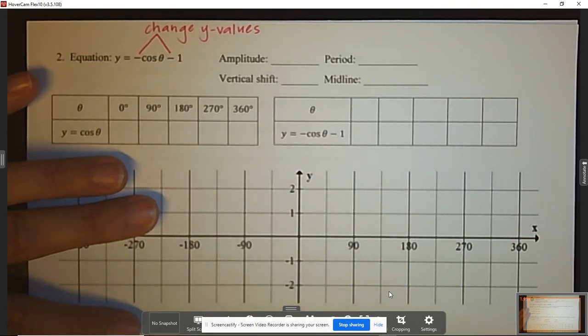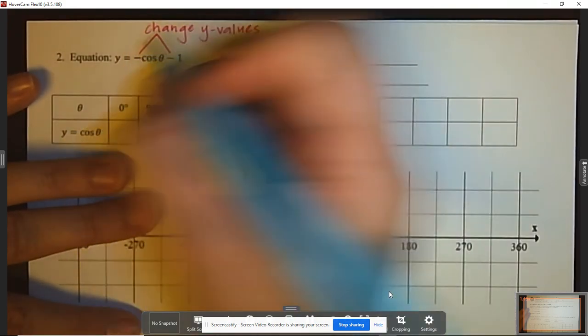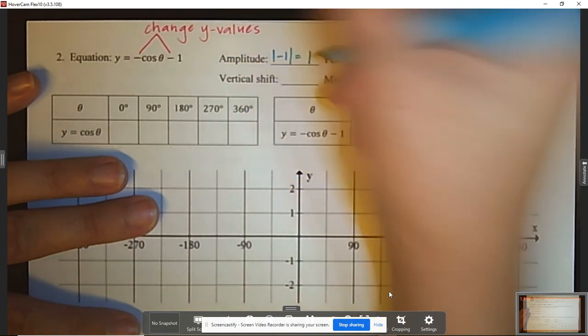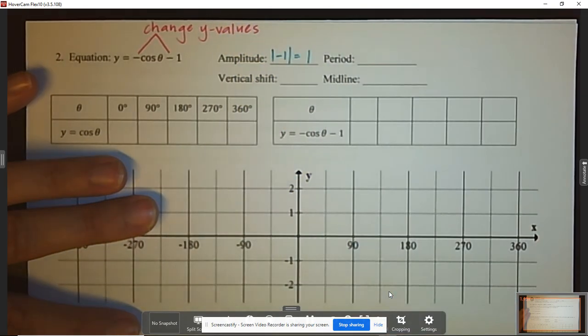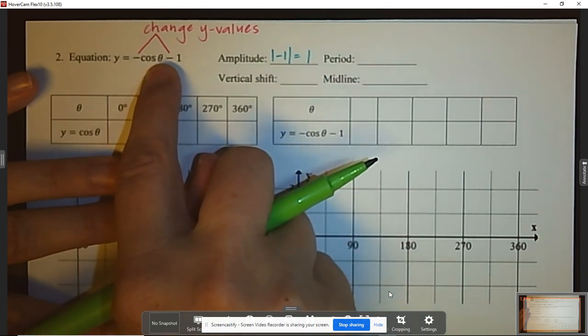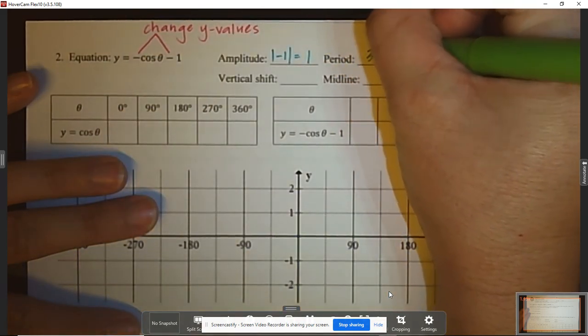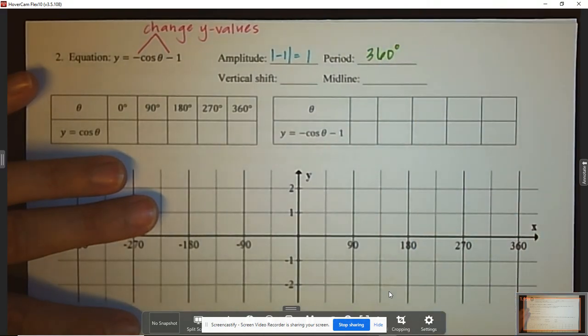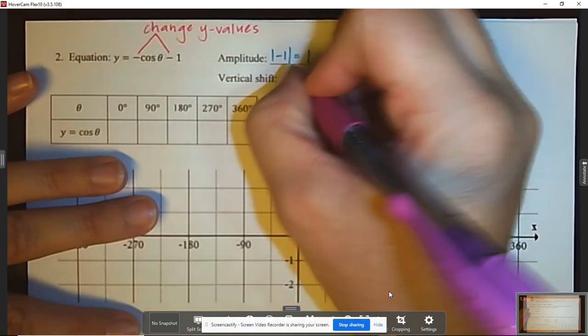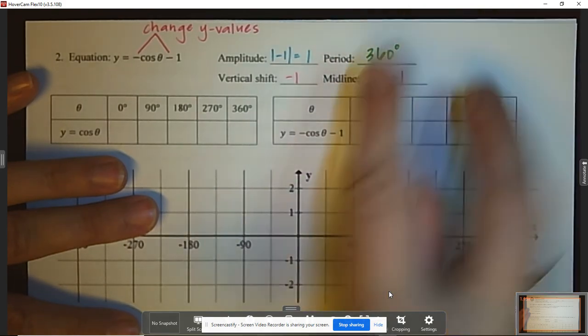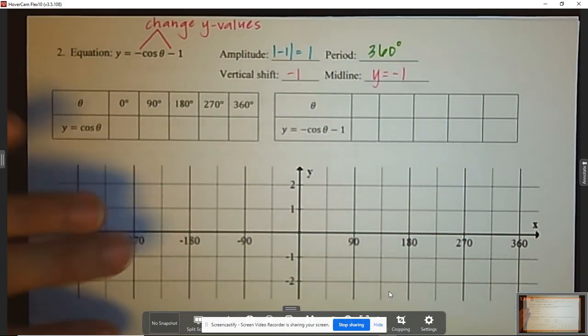Let's go ahead and write out my amplitude. My a value is -1, so the amplitude is the absolute value of -1, which is 1. Since there's no number in here other than 1, the period does not change, so it is 360 degrees. My vertical shift is down 1. Therefore, my midline is y equals -1. Again, it matches your vertical shift.